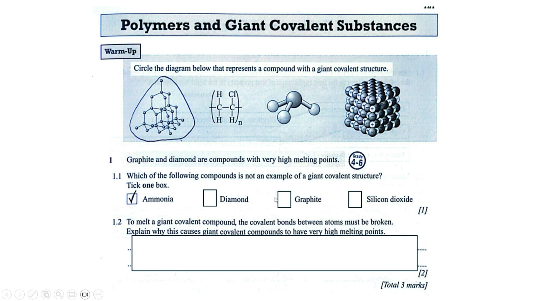Graphite is also made of a lot of atoms of carbon. It's a slightly different shape than diamond, but it's still a giant covalent lattice. And silicon dioxide, SiO2, is also a giant covalent lattice. You need to know those: diamond, graphite, silicon dioxide, and graphene are the giant covalent structures you need to know. To melt a giant covalent compound, the covalent bonds between atoms must be broken.